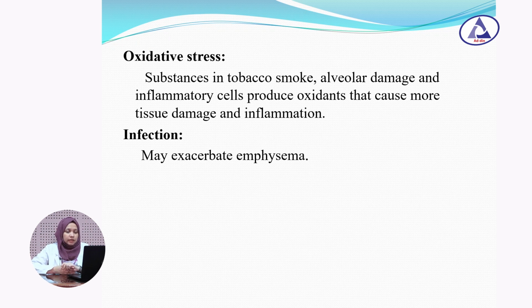The next one is oxidative stress. Substances in tobacco smoke, alveolar damage and inflammatory cells produce oxidants that cause more tissue damage and more inflammation. As a result of tissue damage, there will be destruction of the alveolar wall and dilation of the alveoli, which is known as emphysema. Then the last one is infection. Any kind of infection may exaggerate the emphysematous condition.